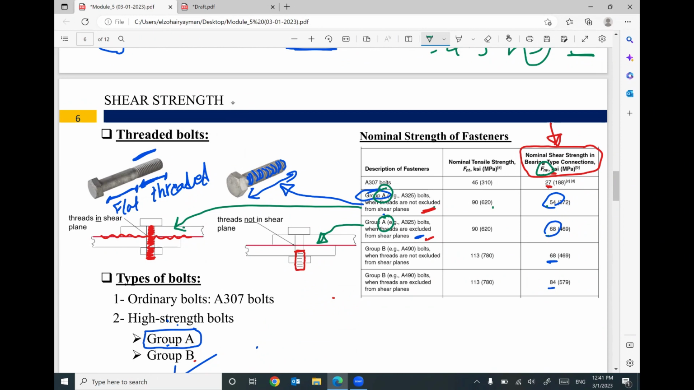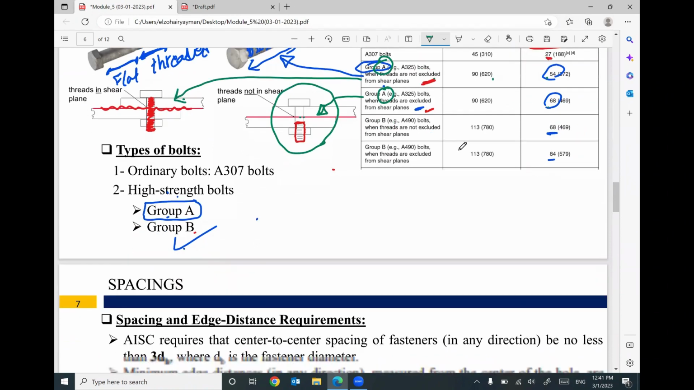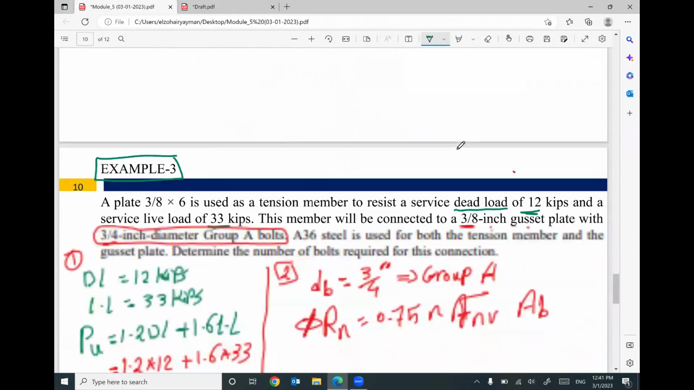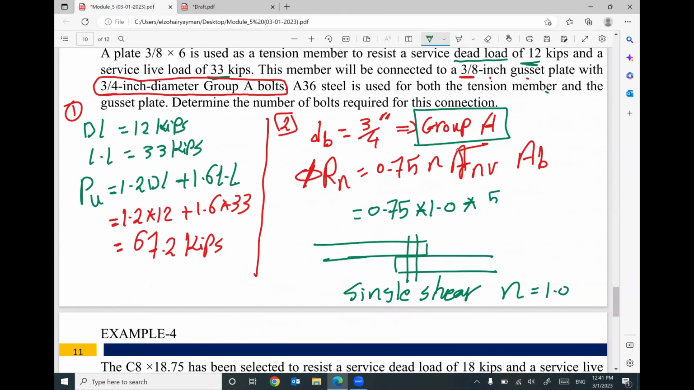So are you going to use this type of connection, where the shear plane is away from the threaded part, or will you have the threaded part going through the shearing plane? It's up to you. Are you going to use this type of bolts or this type? Fully threaded or partially threaded? It's up to you. I'm going to use the first one, 54. So you will assume 54.